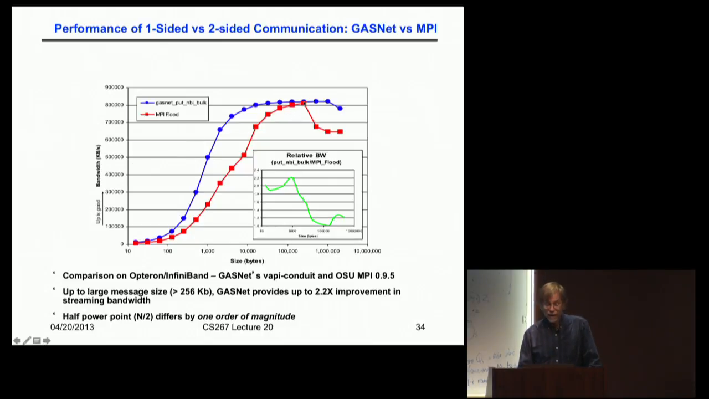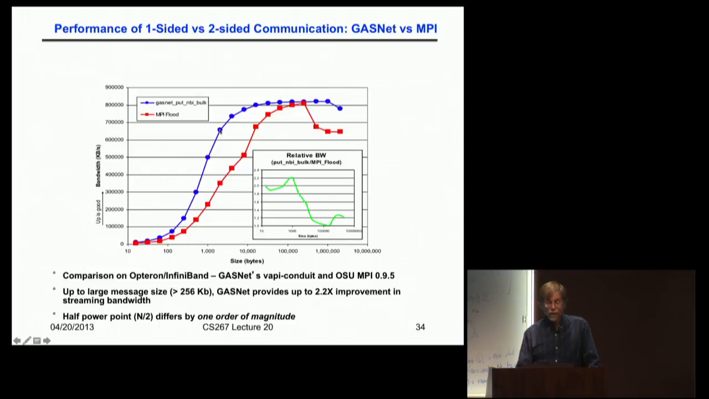You can see that if I'm sending really, really large messages, then both GASNet in the blue and MPI in the red reach the hardware peak, which is about 800 megabytes per second. MPI has some problems with larger messages, but if I only wanted to send super large messages, they would be doing about the same. They'd be hardware limited.